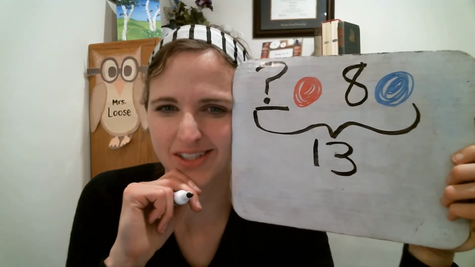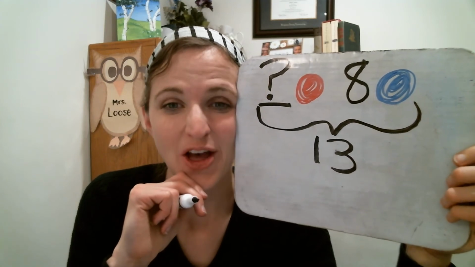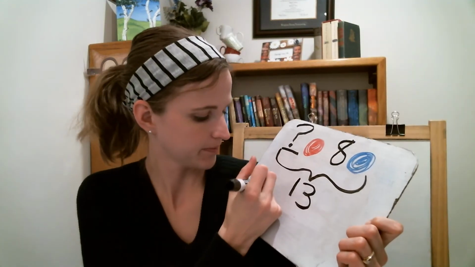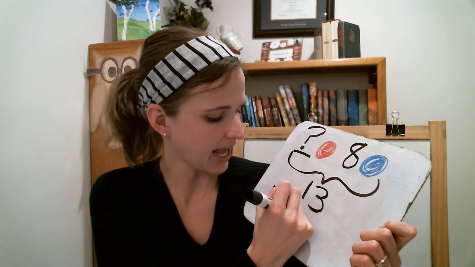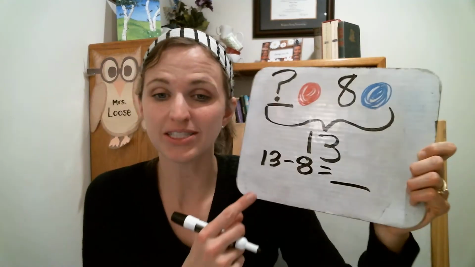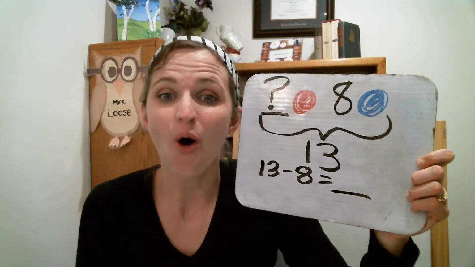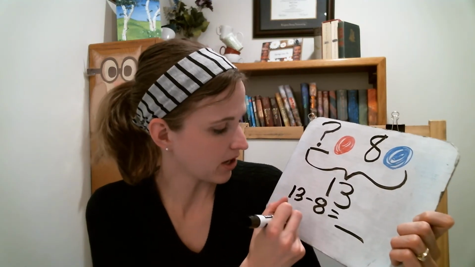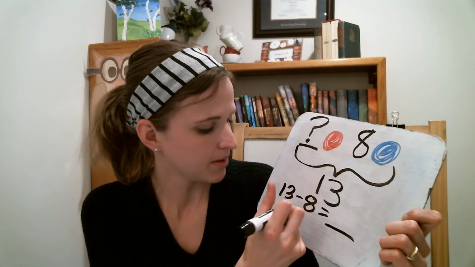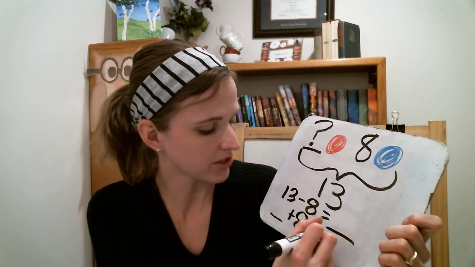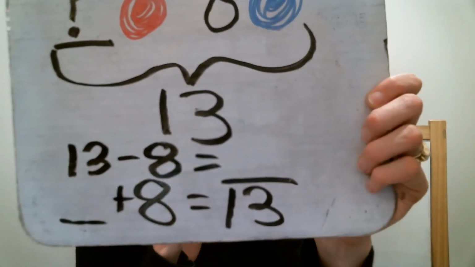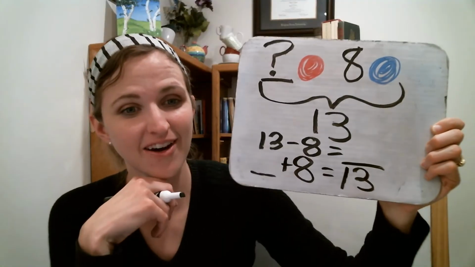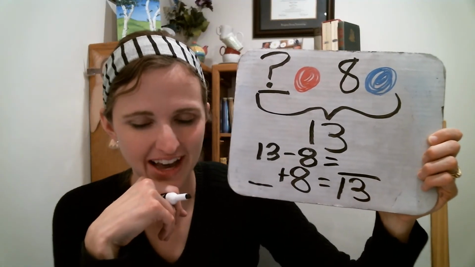How do you want to solve this problem? You can do subtraction. 13 minus 8 equals, that will tell you how many red marbles. Or you might think addition to subtract. And you might go, something plus 8 equals 13. Either way is fine. Pause the video and then come back when you figured it out.